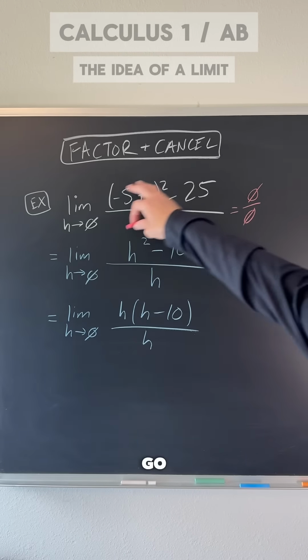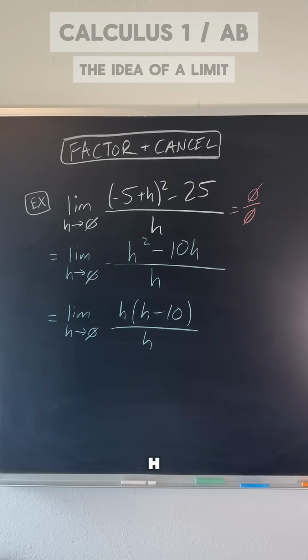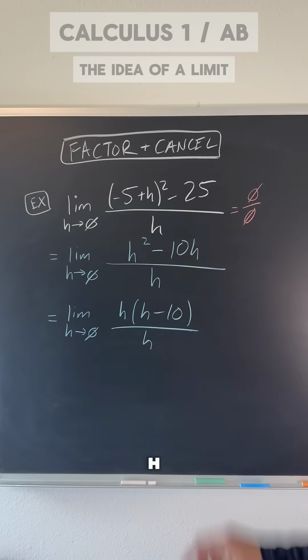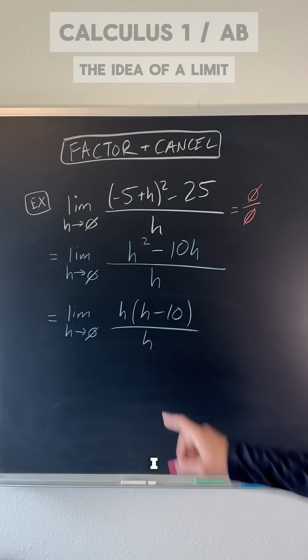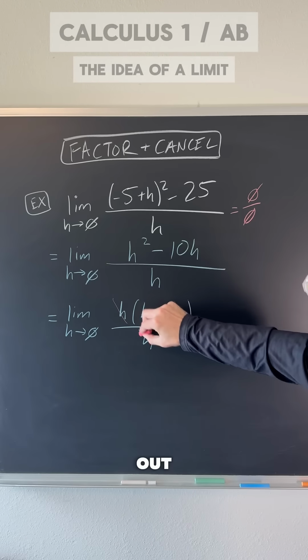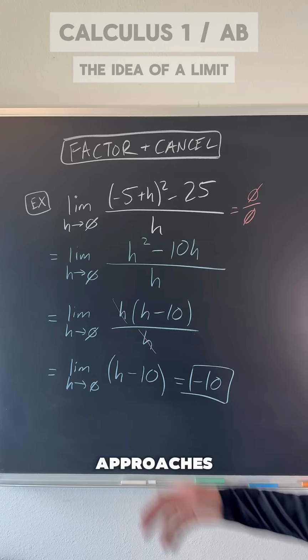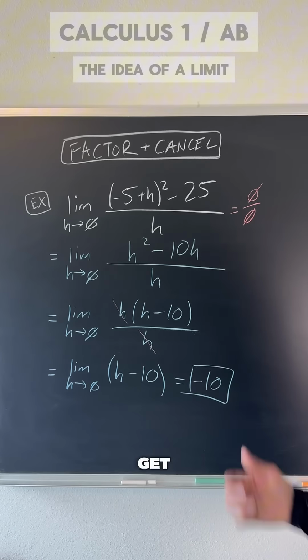So what I'll do is I'll go ahead and simplify the numerator. That comes out to be h squared minus 10h. Knowing that dividing by 0 is a problem, and therefore this factor h in the denominator is a problem, I factor the numerator and I cancel out the h terms. This leaves us with the limit of h minus 10 as h approaches 0. Plugging in 0, we get negative 10.